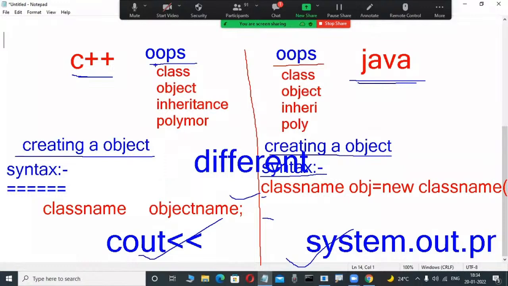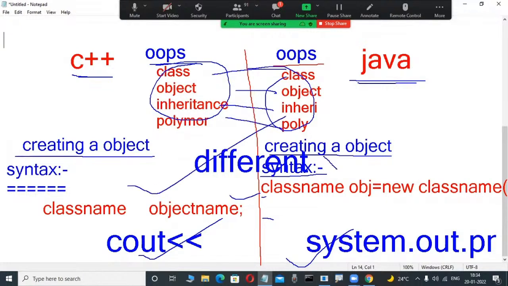But conceptually, are some OOP concepts the same or not? Same. OOP concepts are the same. What is class? What is object? What is inheritance? What is polymorphism? Same. But syntactically totally different. Why? Because those are two different languages, two different products from totally different companies. That's why functions are different and syntax is also different.